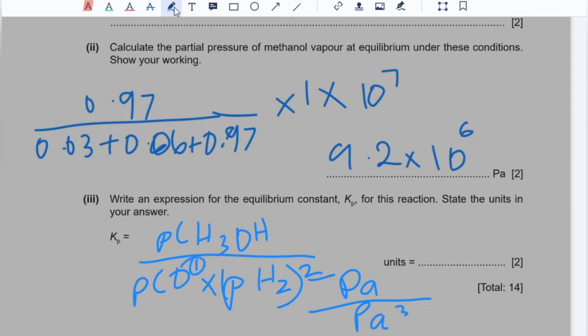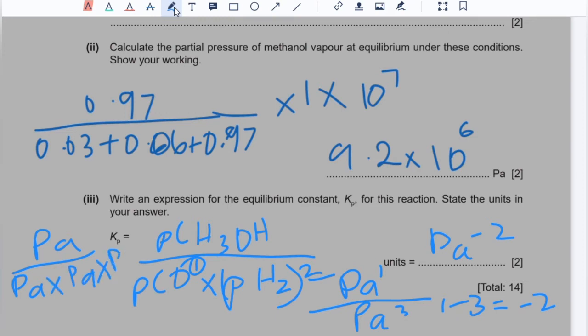And so what you're doing is using the law of indices, you're dividing 1 by 3 or subtracting the powers, which is equal to -2. And so here you've got pascals to the power of -2. Or a better way to see this would be, so you cancel out one of them, and this leaves you with 1 divided by pascal squared, which is pascal to the power of -2.